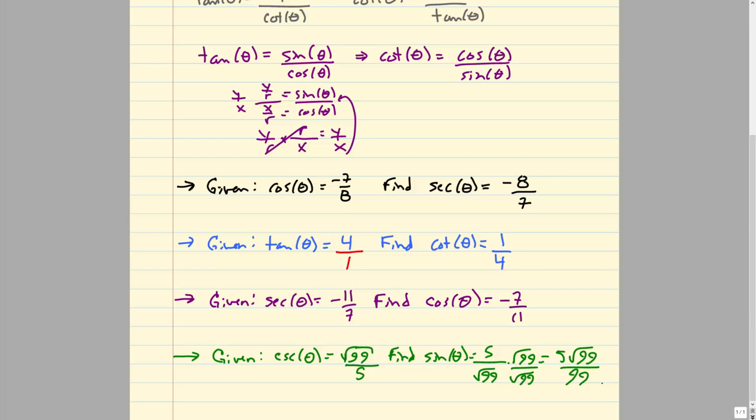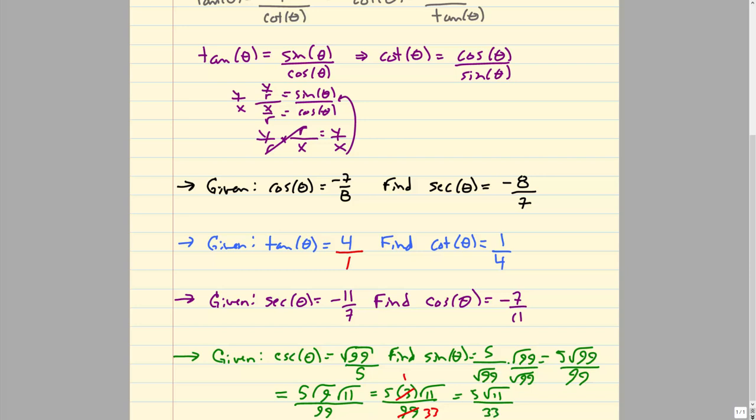There are factors here that are perfect squares. So I'm going to come down here and rewrite this a little bit. 99 can be split up into root 9, root 11. So they're factors that are perfect squares. The square root of 9 is 3. So this is 5 times 3 root 11 over 99. And then the 3 cancels into the 99 33 times. So I am left with, when I'm all simplified here, 5 square roots of 11 over 33.